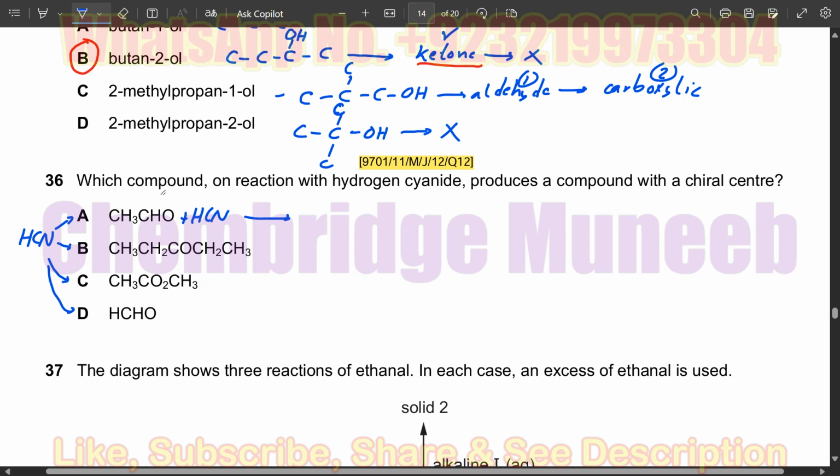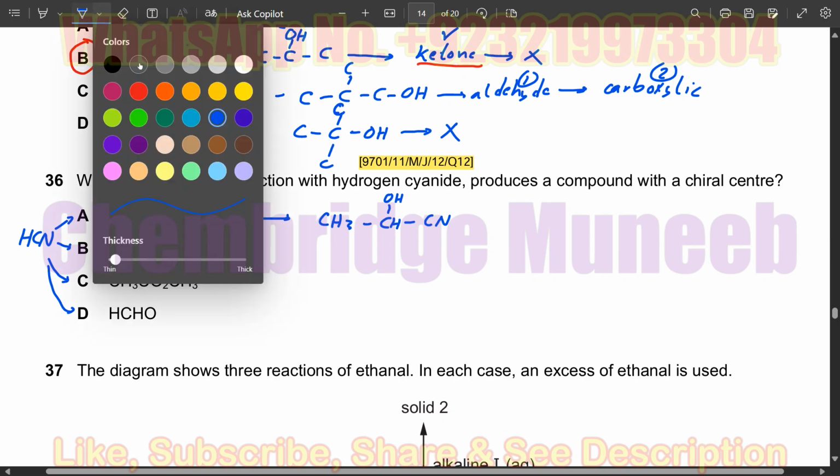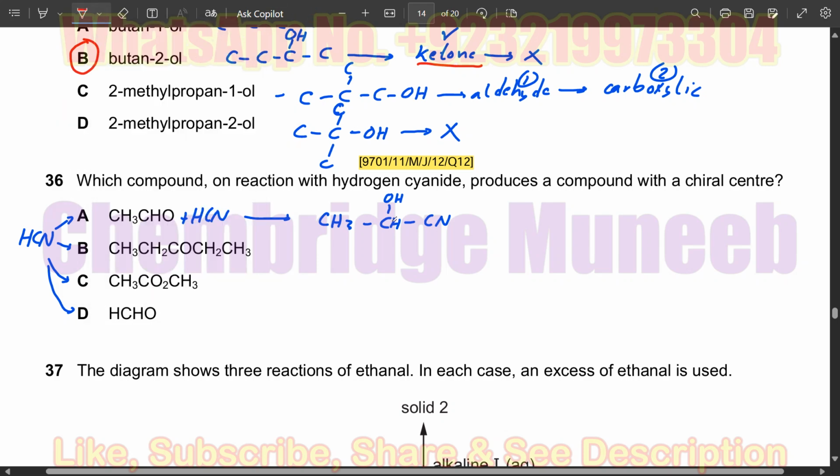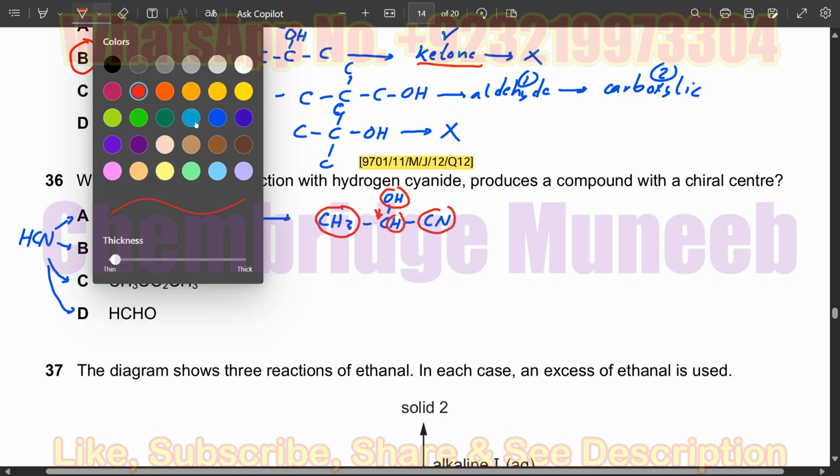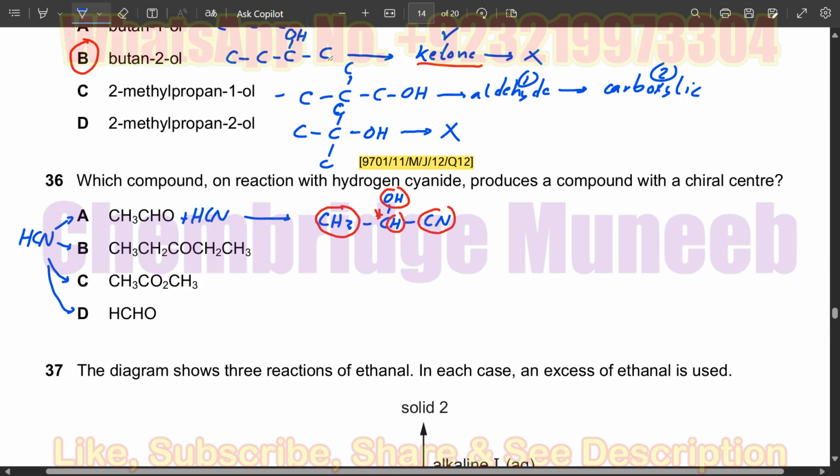the aldehyde part will convert into the alcoholic part. So the product will be like this: CH3, COH, H over here, and CN. So we can see here that this carbon has four groups: CH3, CN group, OH group, and a hydrogen. So which means there is a chiral center here. So chiral center is present in option A. So that must be the right answer. But we can confirm with the other parts as well.